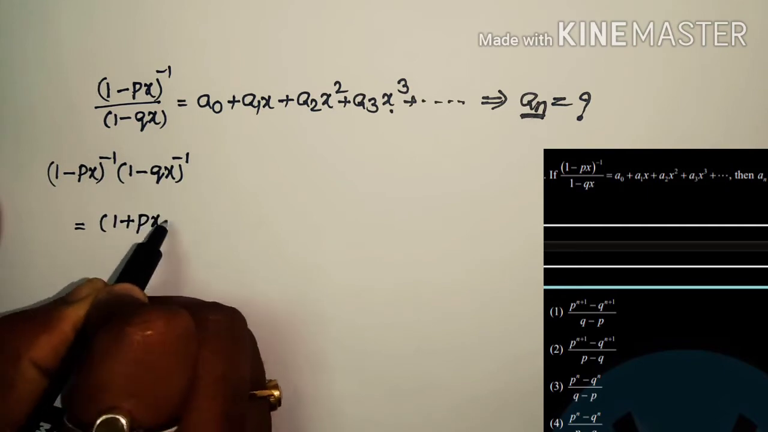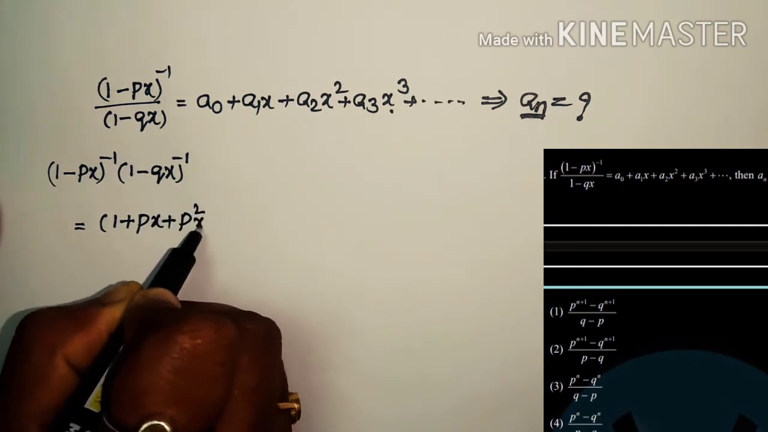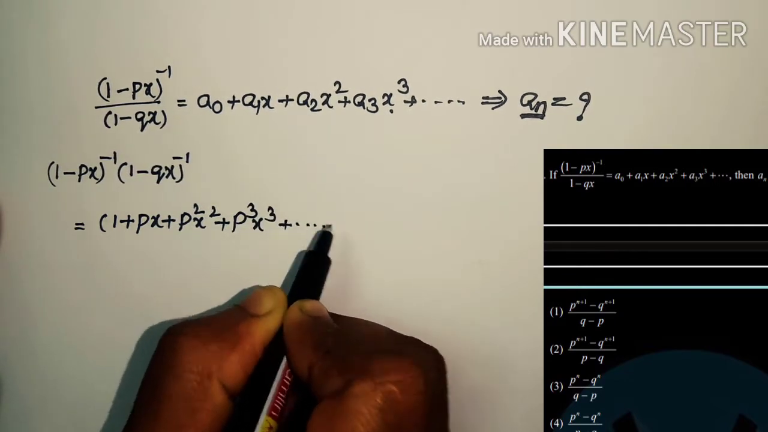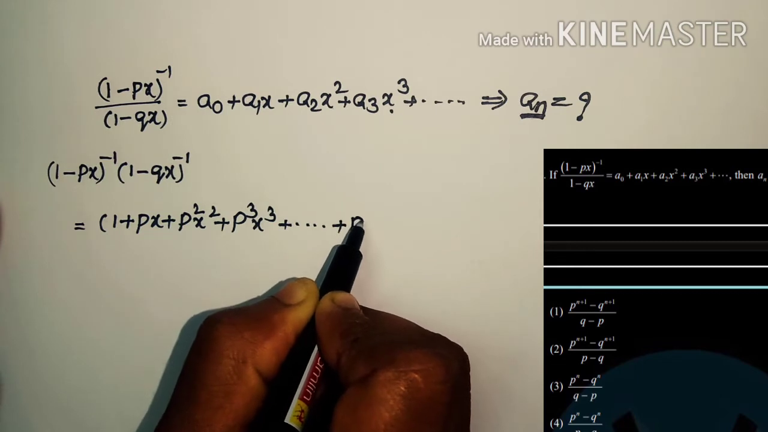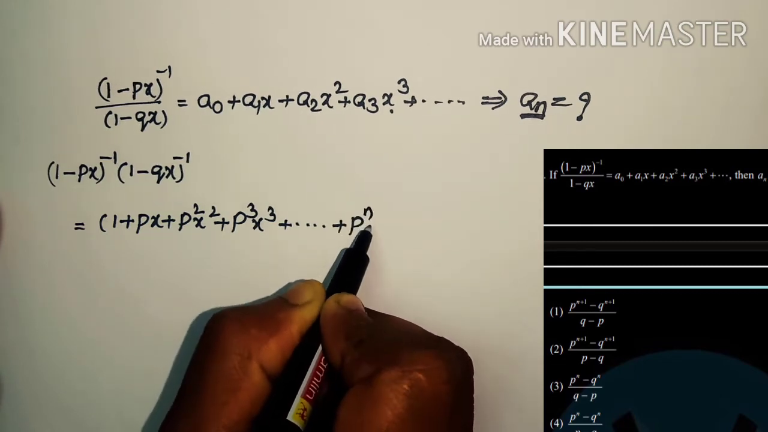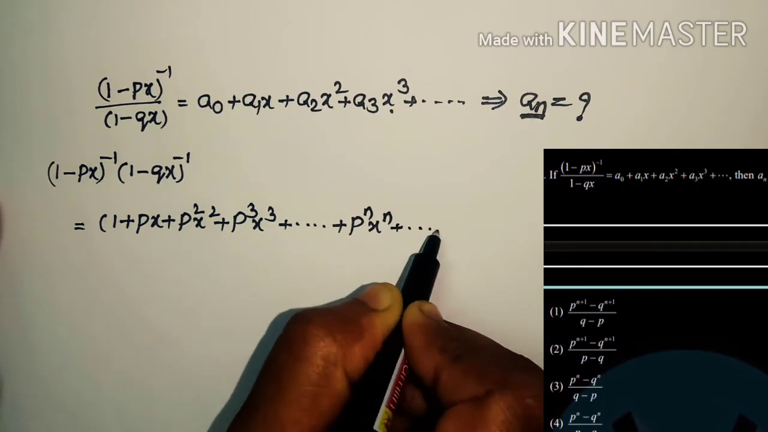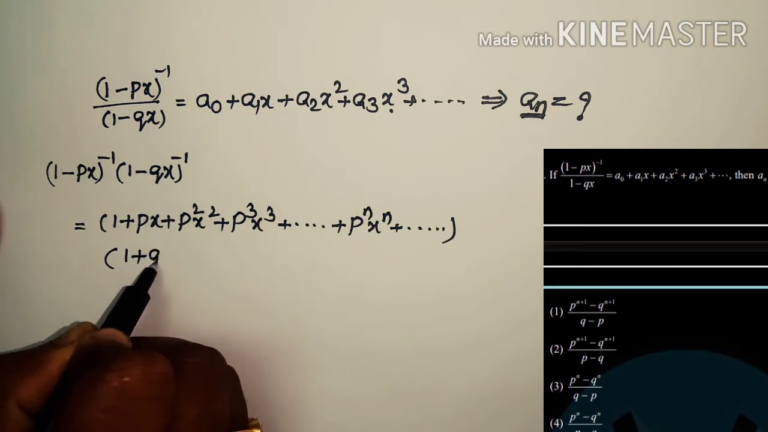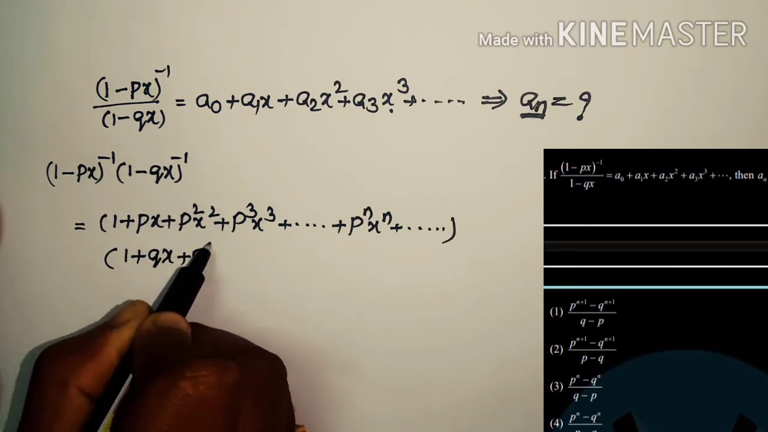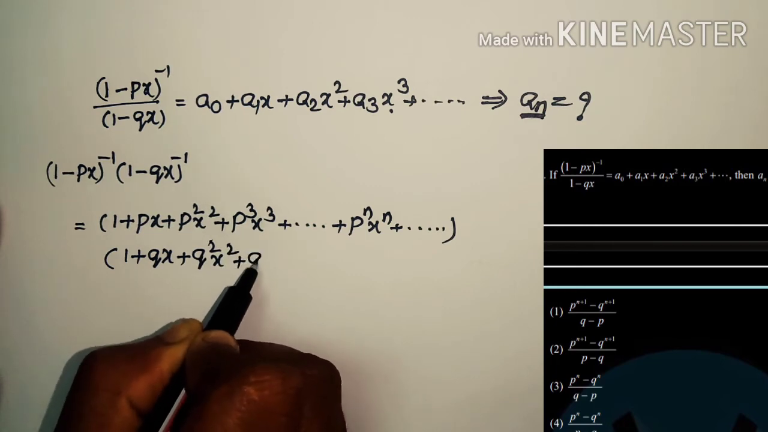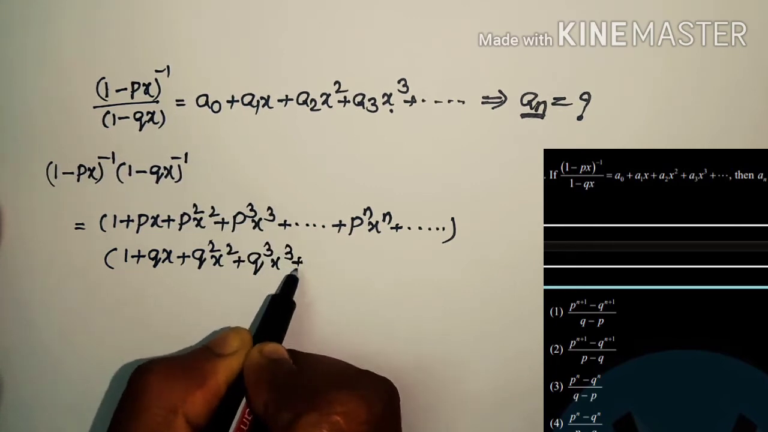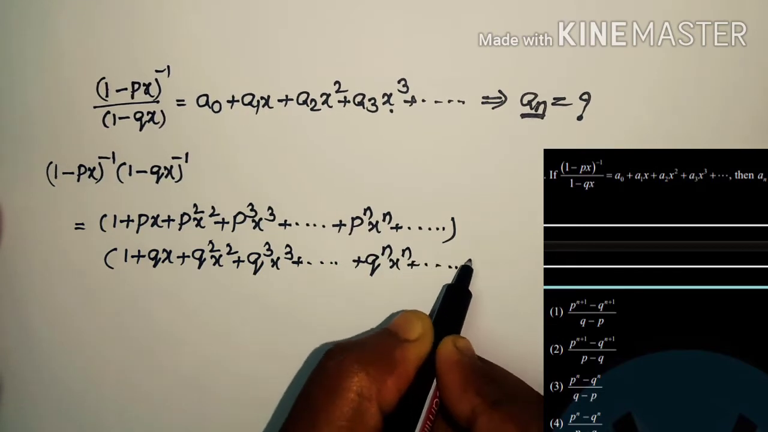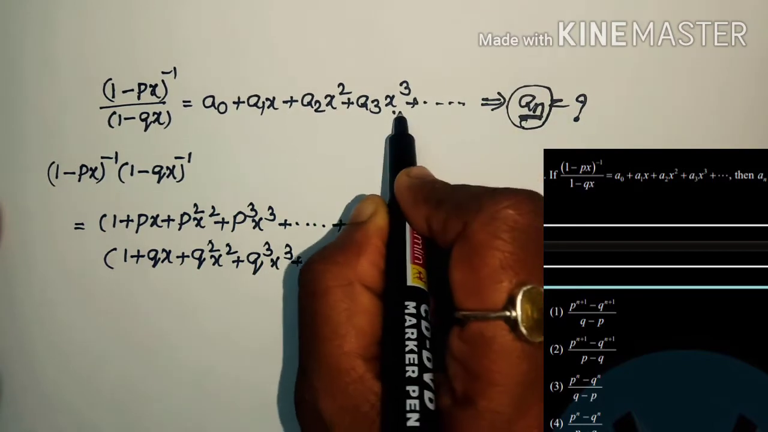That is 1 plus px plus p square x square plus p cube x cube and so on, up to p power n x power n and so on, into (1 minus qx) whole inverse, that is 1 plus qx plus q square x square plus q cube x cube and so on, plus q power n x power n and so on. Now here we want the x power n coefficient.